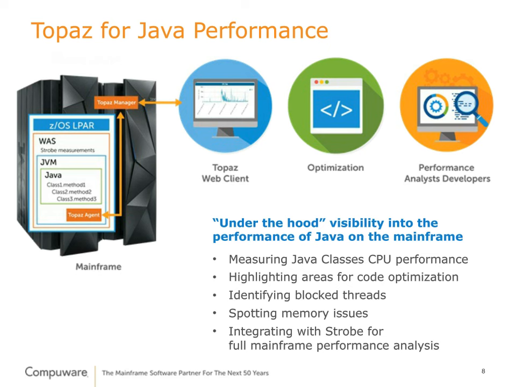Topaz provides analytics on the Java code inside the JVM and also attributes of the JVM to understand the performance of Java applications. The detailed CPU, thread, and memory analysis metrics it provides help with optimization efforts of the application. Additionally, it can be integrated with our Strobe solution for a complete picture of your application's performance across the mainframe and all of its components.